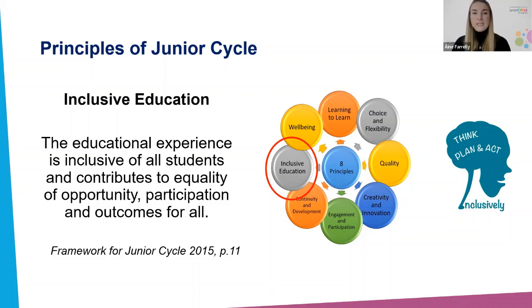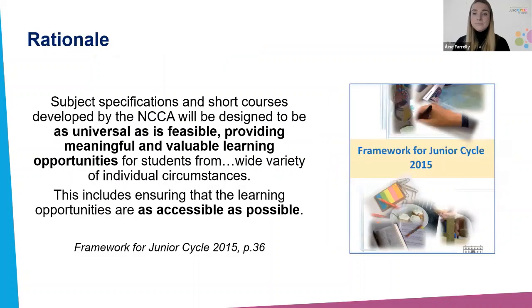Further grounding this inclusive education piece in our rationale and our framework for Junior Cycle, this is a quote taken from page 36 of the framework published in 2015, and it's the second half of this quote which is most pertinent for us in this space. It's ensuring that the learning opportunities are as accessible as possible for all students, and that the statements about the skills have been developed and articulated in a way that reflects this variety in the students that we teach. We know that students come from a wide variety of individual circumstances.